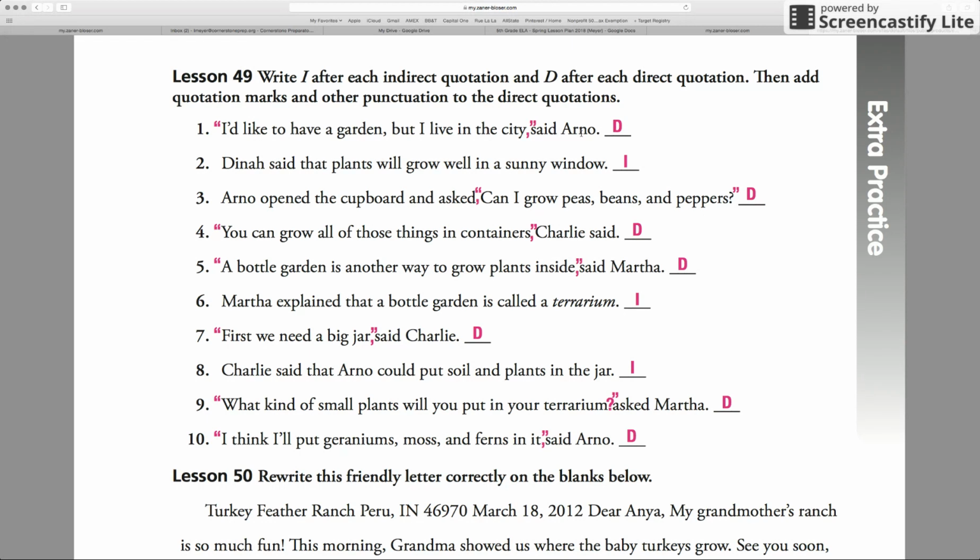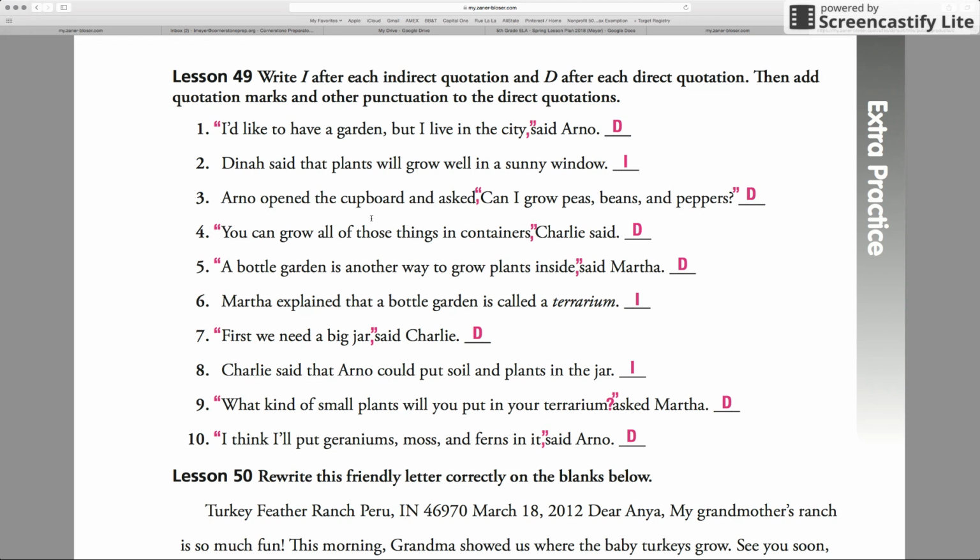Number two, Dinah said that plants will grow well in a sunny window. This is an indirect quotation, and your clue here is this word that. So our speaker is summarizing the words that Dinah said because this little word right here lets us know it's a summarization. Number three, Arno opened the cupboard and asked, "Can I grow peas, beans, and peppers?"